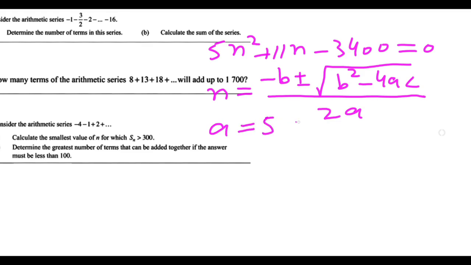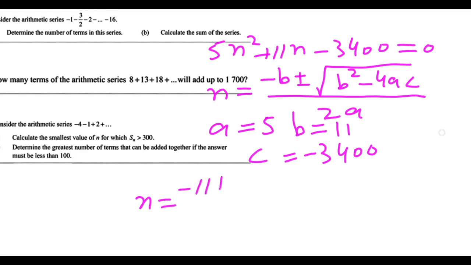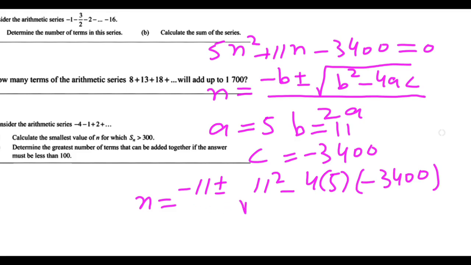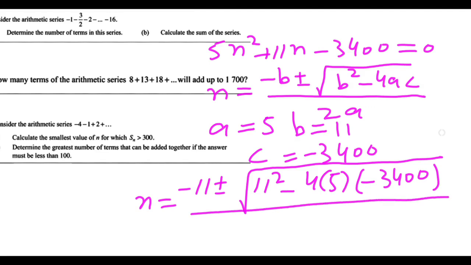So we're going to apply this formula. The a we got 5, the b we got 11, and c we have negative 3400. When I'm substituting into this formula, n is equal to negative 11, positive and negative, square root of 11 square minus 4 multiply 5 multiply negative 3400, over 2a, which over 2a, we got 5.